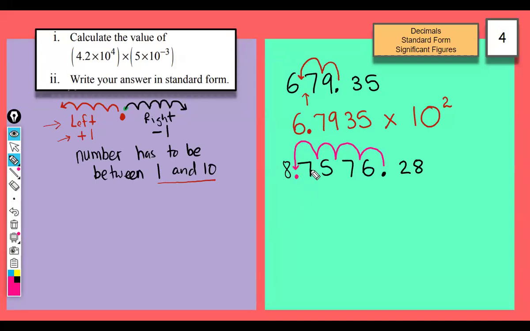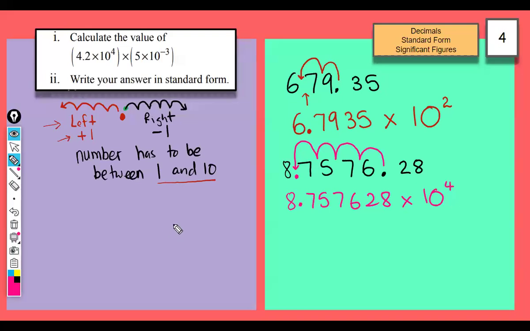When it's between the 8 and the 7, it's 8.7 something. So that number is between 1 and 10. So I put 8.757628 times 10 to the how much? How many times did it hop to the right? 1, 2, 3, 4. So you put +4 there. Now, these questions are easy.